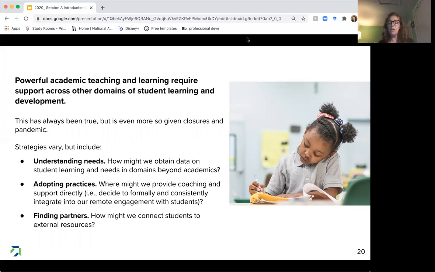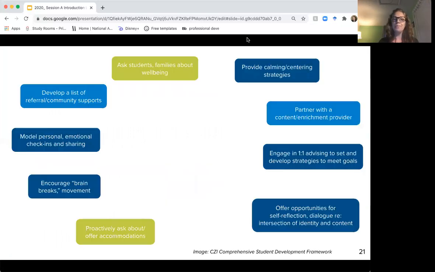Now, as an educator, it can be a little overwhelming to imagine meeting all of these needs, but there are 3 places you can start. 1, try to understand the needs. How can you get data as an educator on where students are learning and in what domains? Second, how do you adopt and maybe integrate practices, so for example, coaching and support directly, into your day-to-day instruction? And finally, who are the partners that you can find to help you out as you move forward?